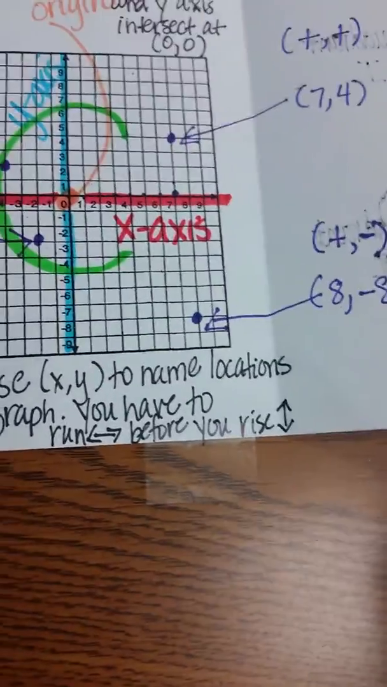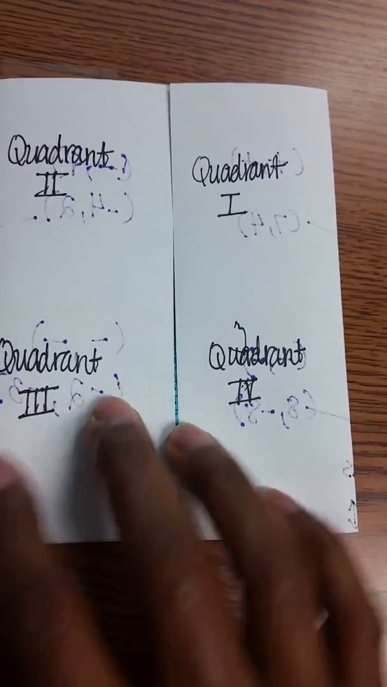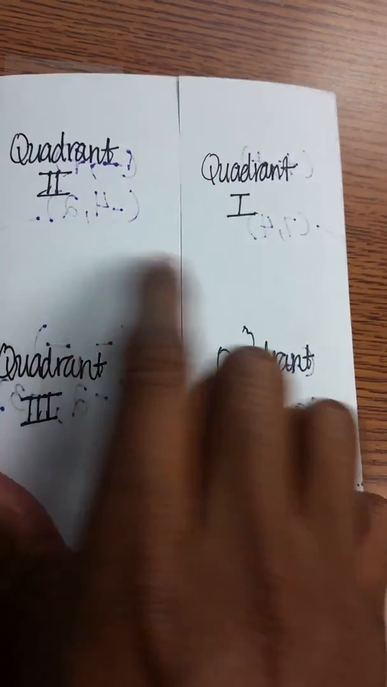If you have any questions on that, please feel free to ask me in class tomorrow. So there you go, your foldable, and if you want to, you can cut along here and cut along here, and you will have your 4 quadrants.